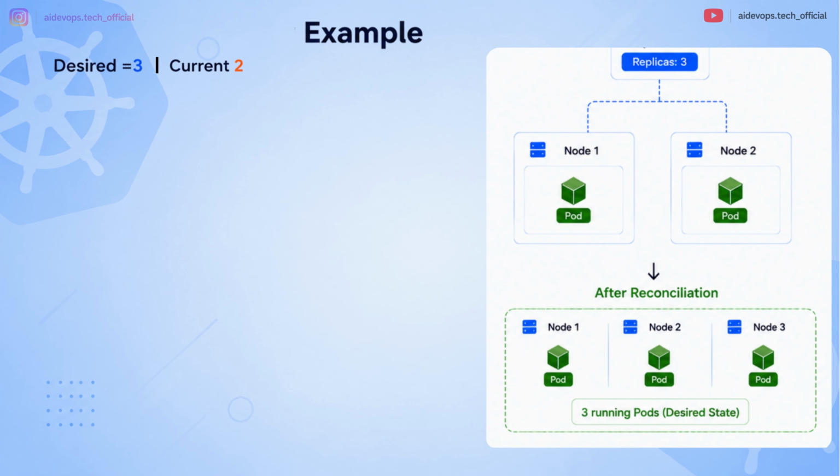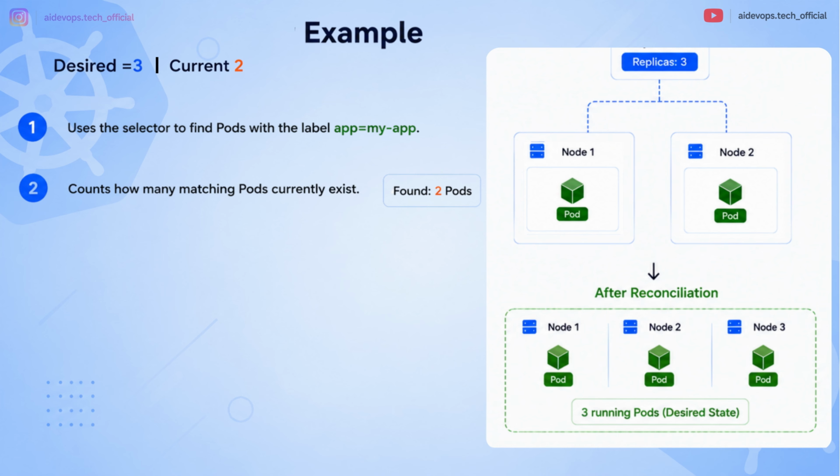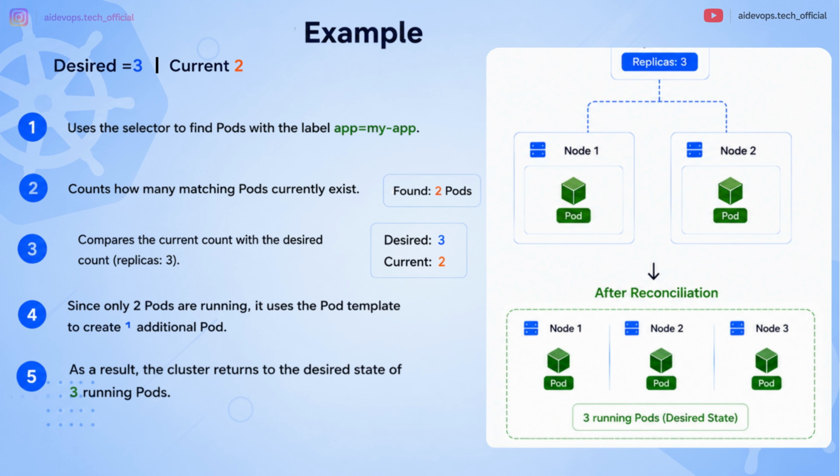Suppose the desired number of replicas is 3, but currently we have 2 matching pods running. The ReplicaSet controller uses the selector to find the pods with label app equals my-app, and counts how many matching pods currently exist. Then it compares the count with the desired count. Since only 2 pods are running, it uses the pod template to create a new additional pod. As a result, the cluster returns to the desired state of 3 running pods.